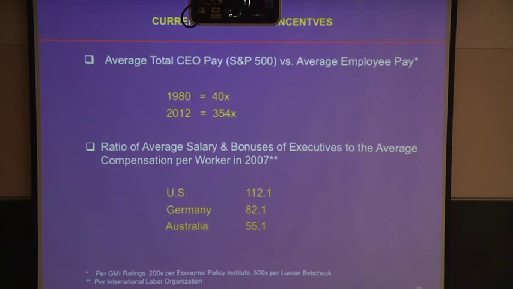And the reason why has to do with the technology evaluating options, exercised and unexercised stock options. But you can see that's generally right. And if you look at the ratio of average salary and bonuses of executives, not just CEOs, to the average compensation per worker, you can see the relationship between Australia, Germany, and the US. It's really quite different.